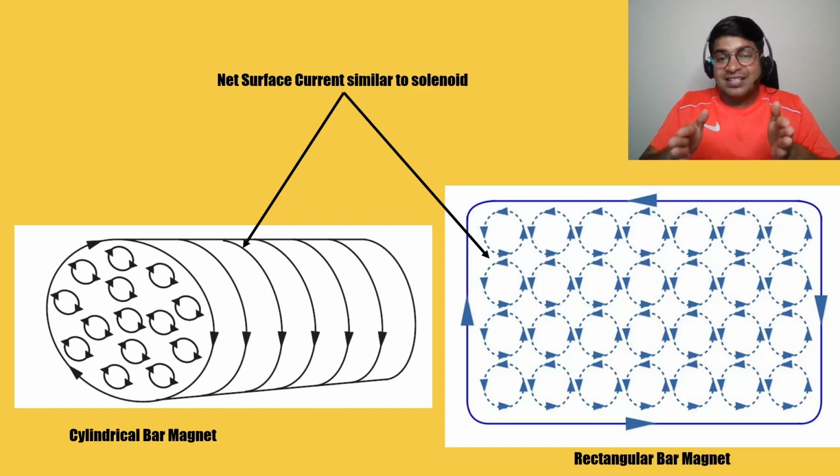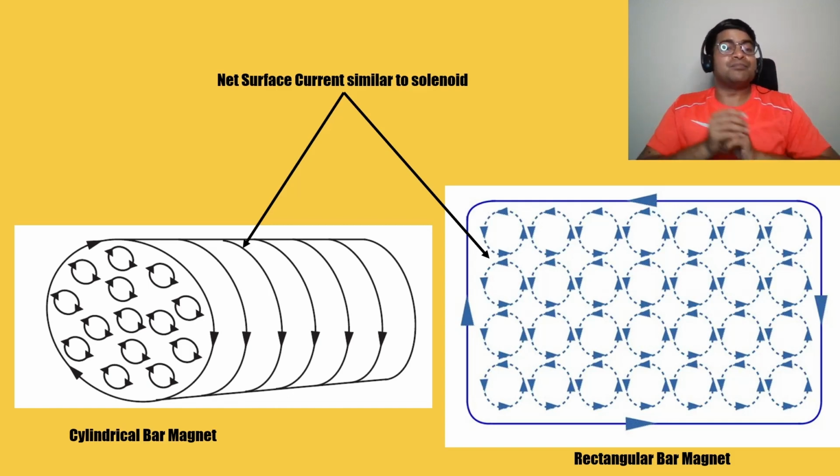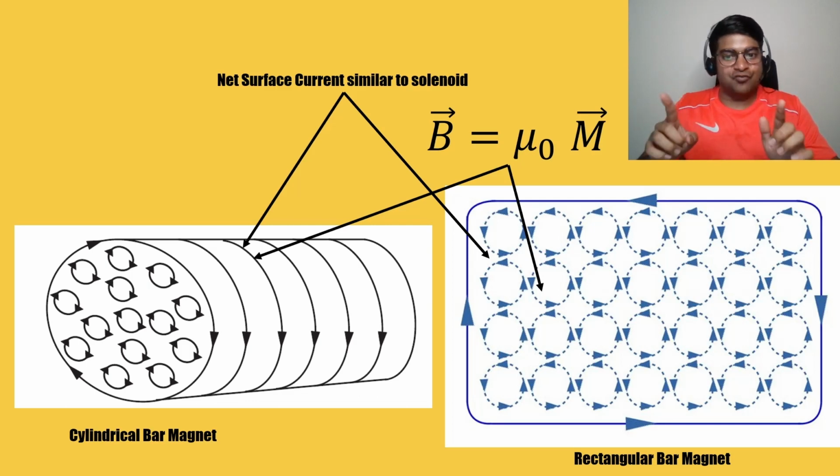And what we have discussed, the magnetic field in the solenoid is simply mu naught times the net magnetic moment per unit volume, and hence in this case also, in the permanent magnet case, the magnetic field inside the material is going to be mu naught times the net magnetic moment per unit volume.